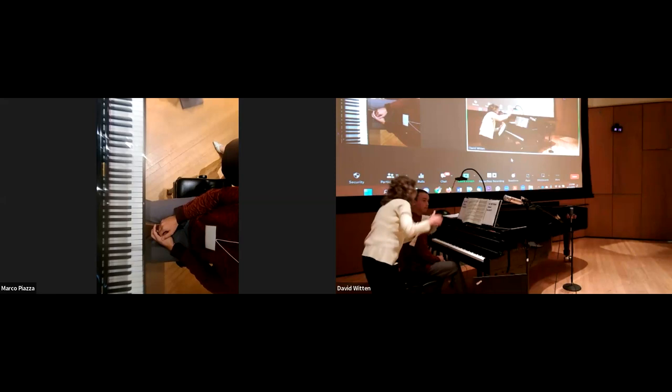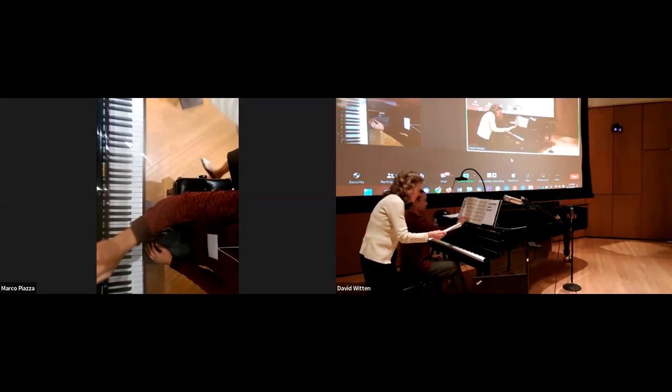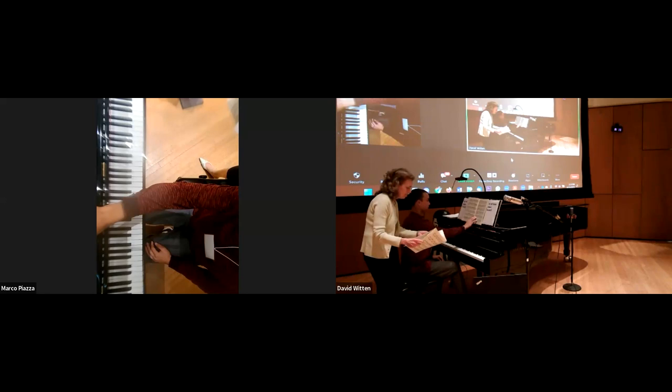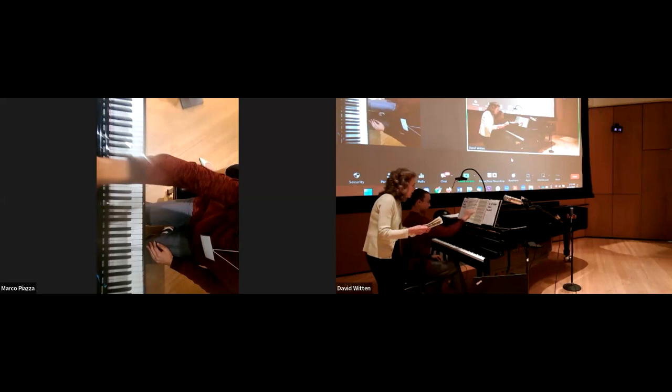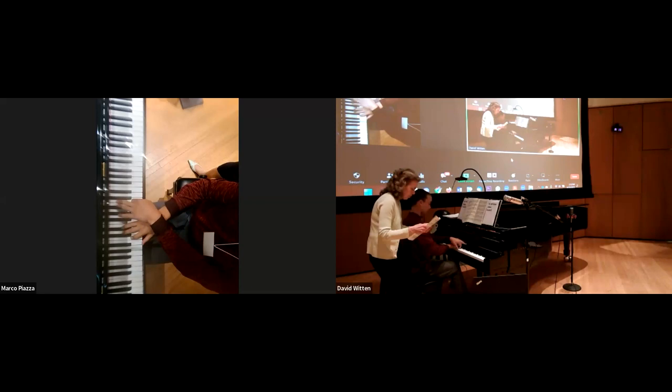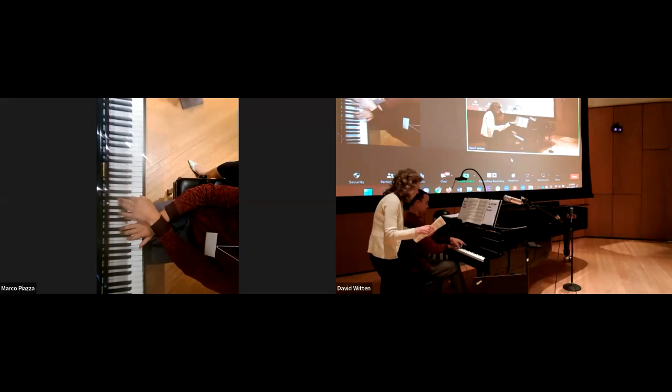Dr. Witten just said. Did you have any other questions? There is one part. Yes. When I make this jump, yes, here, this hand kind of covers my right hand, so I have trouble finding it.